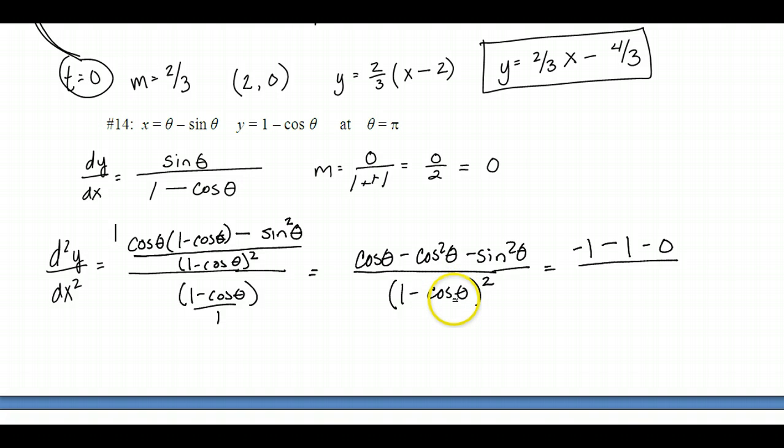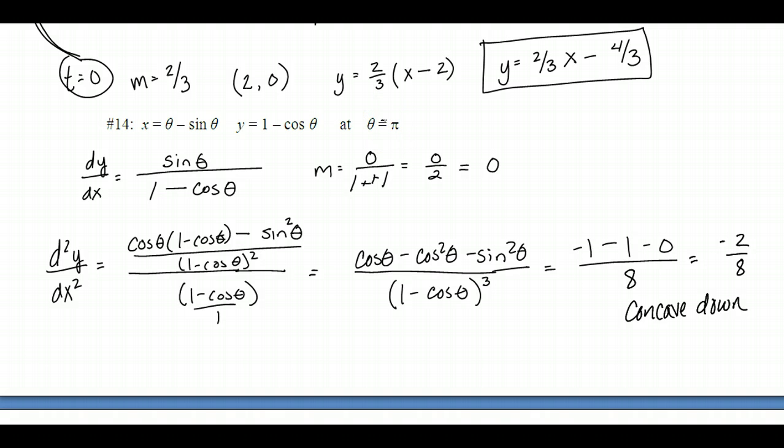In the denominator, we have cosine pi. Whoa, this should not be squared, that should be cubed. Sorry about that. Because we multiplied by the reciprocal. But now going back, cosine of pi is a -1. So 1 minus a -1 will give us 2. 2 cubed is 8. And we have -2 over 8, which is -1/4. Really, we're concerned it's a negative. Therefore, our graph, or our curve, is concave down when our parameter is pi.